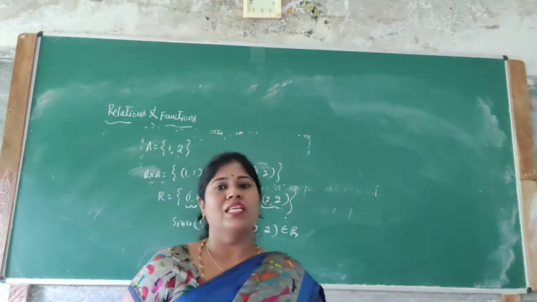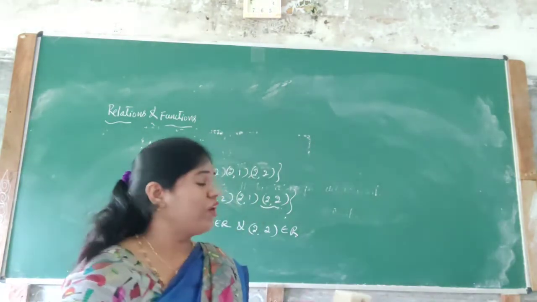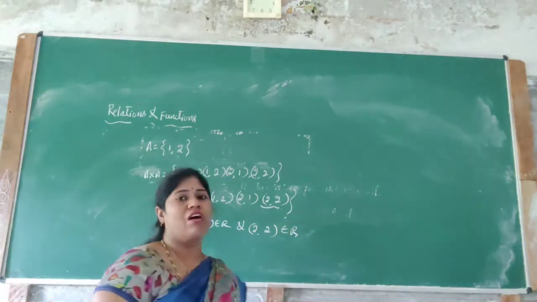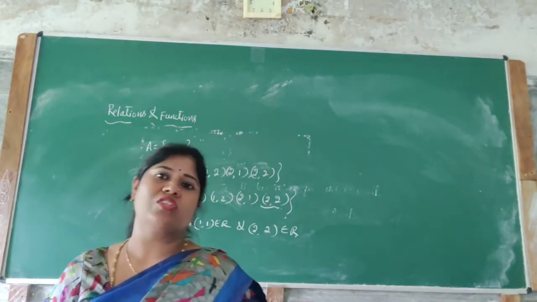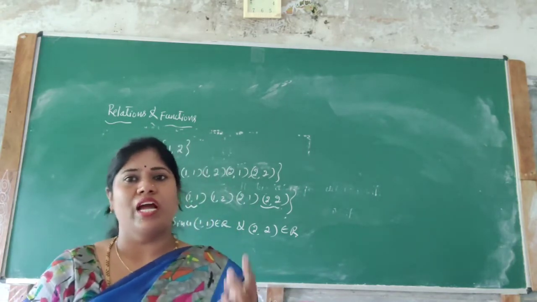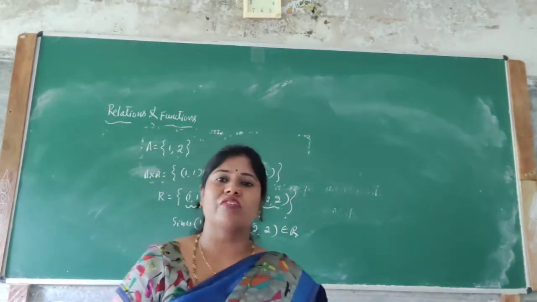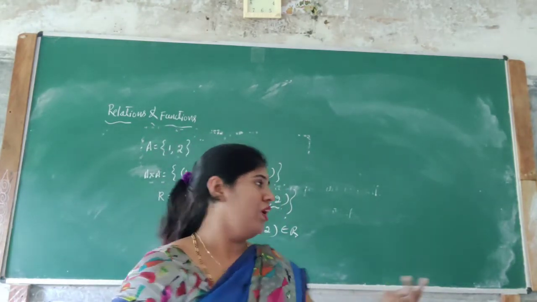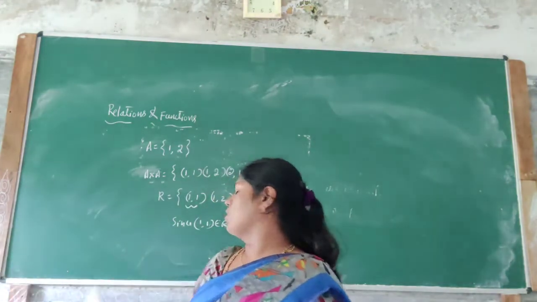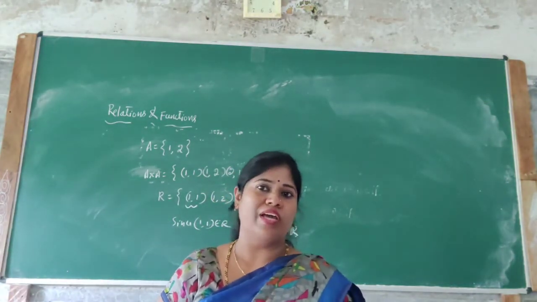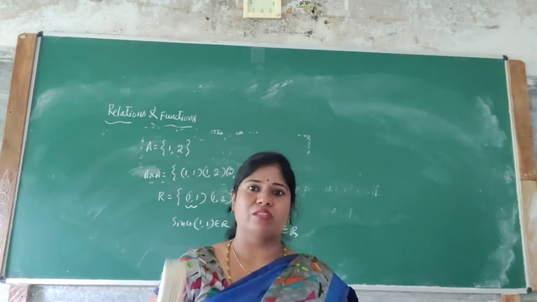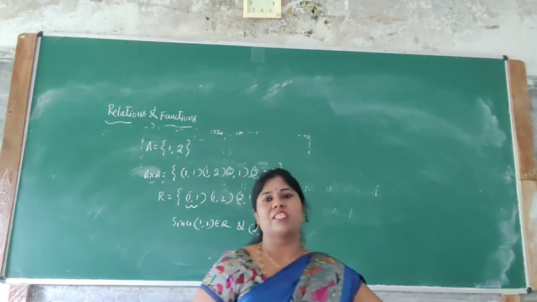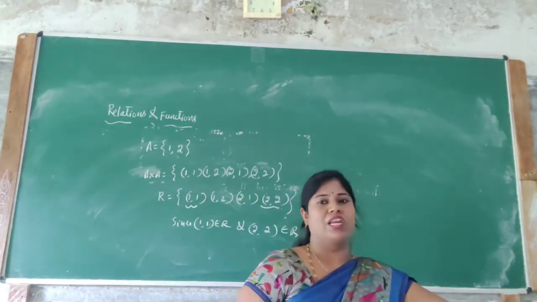Okay, you understood that? These are the examples of a reflexive relation. A relation R is said to be reflexive if for all a belongs to A, (a, a) belongs to R. Then only it is called a reflexive relation. Examples of a reflexive relation are parallel to, and divides. In the example R is equal to (1, 1), (1, 2), (2, 1), (2, 2), it is reflexive because (1, 1) belongs to the set R and (2, 2) also belongs to the set R. Therefore, it is a reflexive relation.